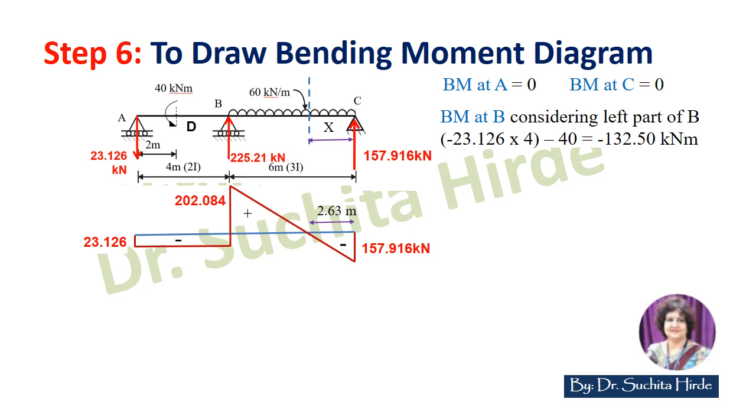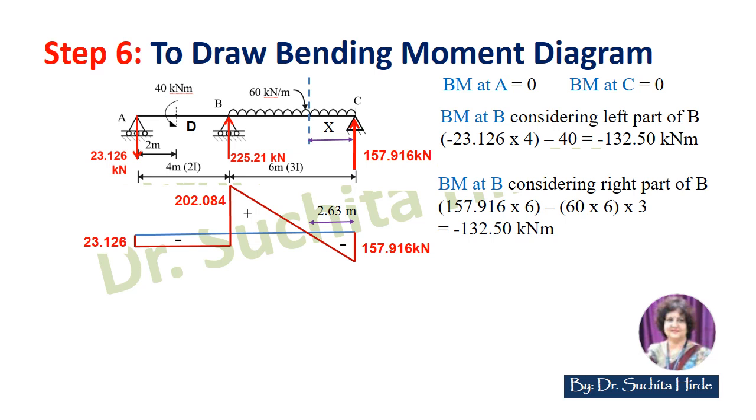So let us first calculate considering left part of B. If you calculate from left side, it is RA multiplied by 4 minus 40, so you will get minus 132.5 kilonewton meter. Now we will calculate it from right side also, though it is not required. So bending moment at B, considering right part, will be RC into 6 minus total load, which is 60 into 6, and it will act at 3 meter from B. So bending moment is minus 132.5 kilonewton meter.